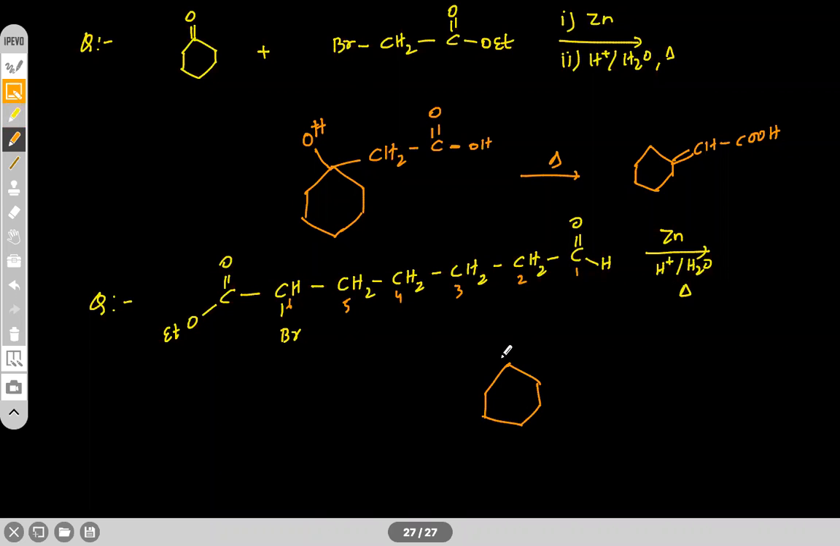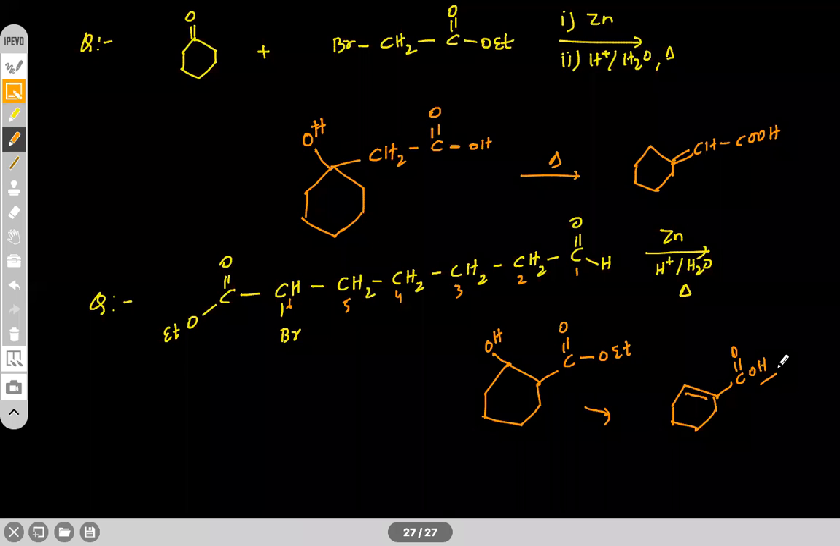in which the first carbon has OH, and this is also attached with the 6th carbon, which has C double bond O, OEt attached to it, right? Then when you heat this with H2O, it converts into a double bond here, then C double bond O, OH. Is it?